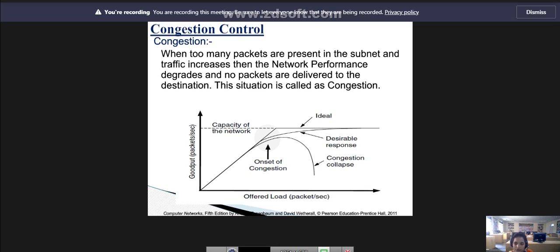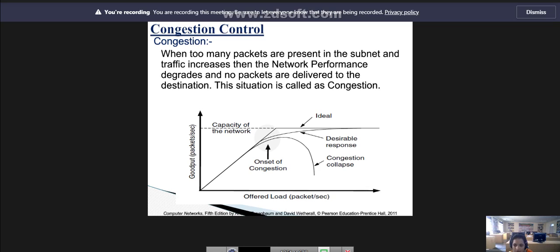So what is meant by congestion? When too many packets are present in the subnet and the traffic increases, the network performance degrades and no packets are delivered to the destination. That situation is called congestion. Whenever we are transmitting data packets from one node to another node, we have a subnet in the middle. Sometimes data overflows, traffic increases, network performance degrades, and no packets are delivered to the destination. That situation is called congestion.